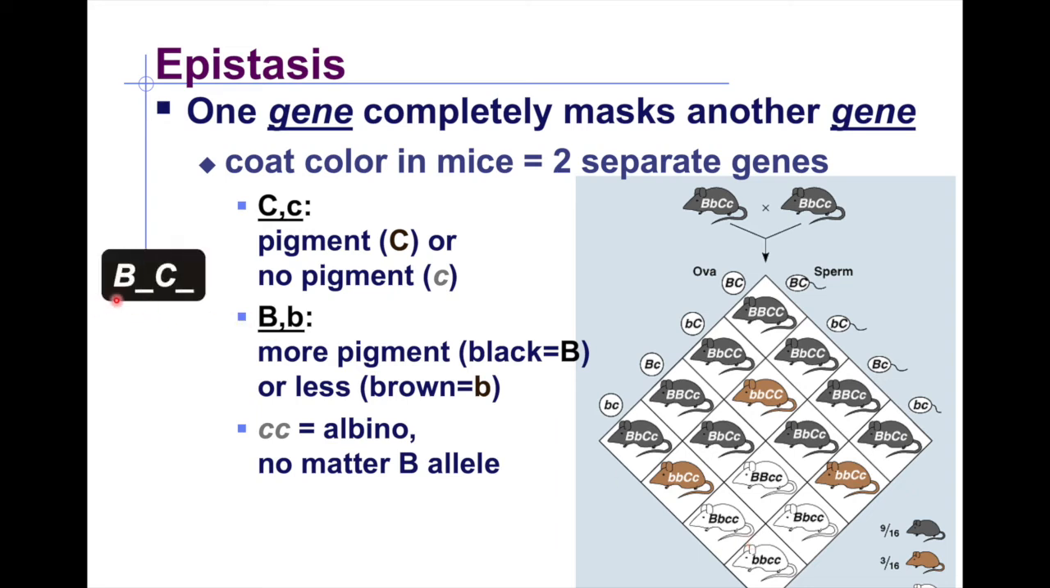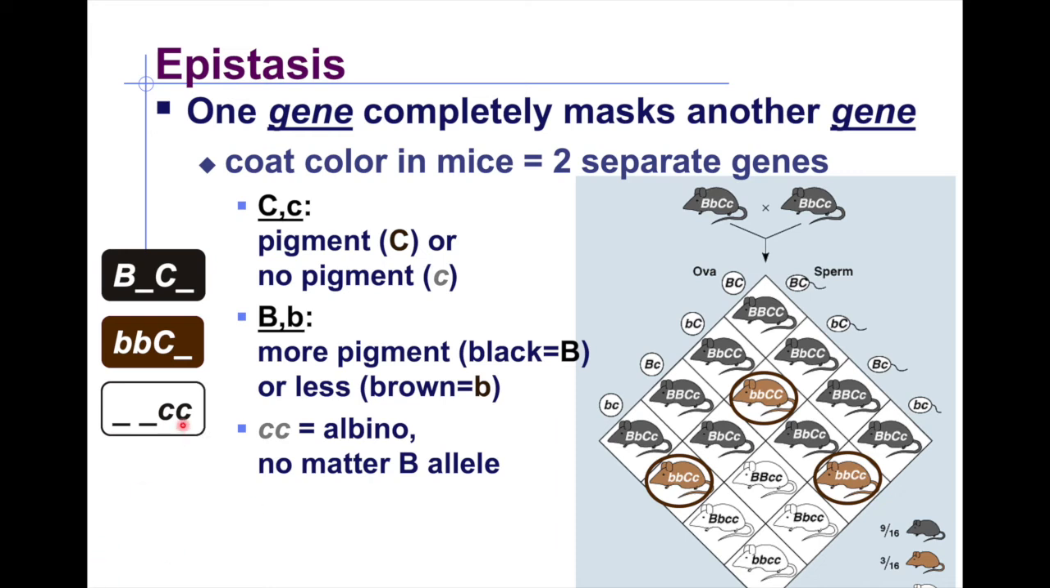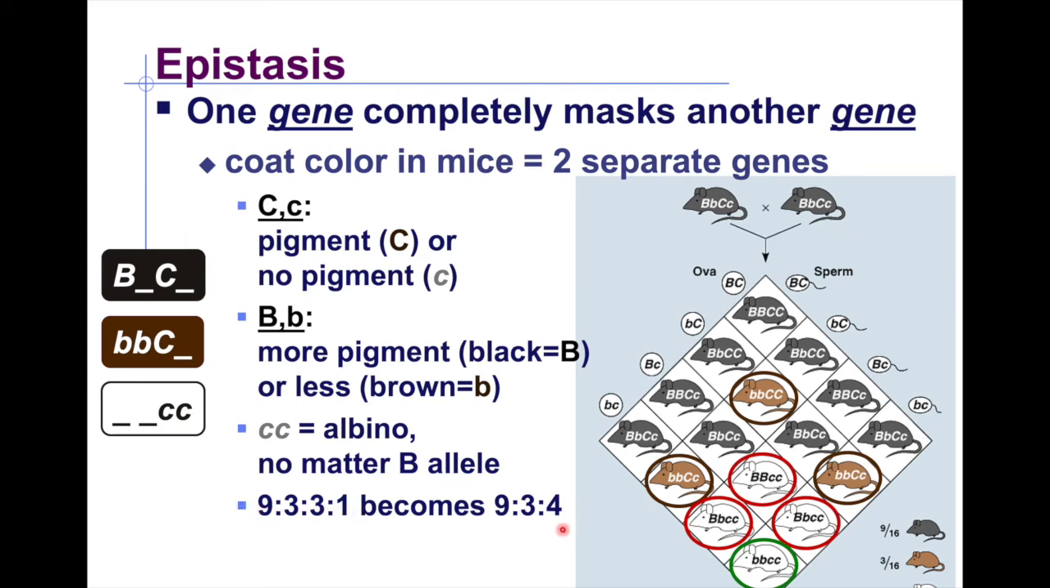In any case, if they have this particular genotype, they will be black. This one will result in brown, and this one will result in albino. In Mendelian inheritance, the ratio should be 9:3:3:1. But here, because the homozygous recessive genes for albino cancel out the others, it becomes this particular ratio.